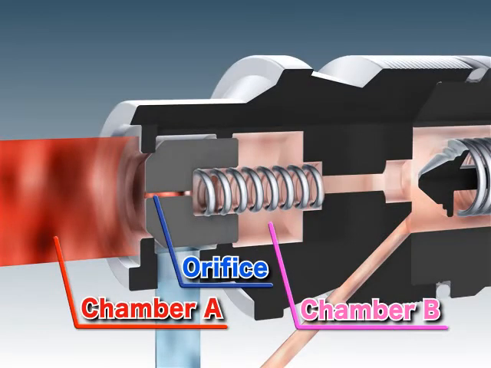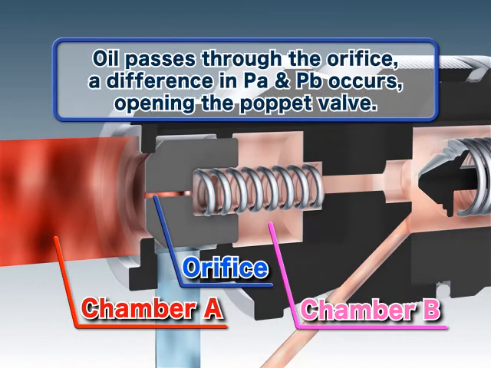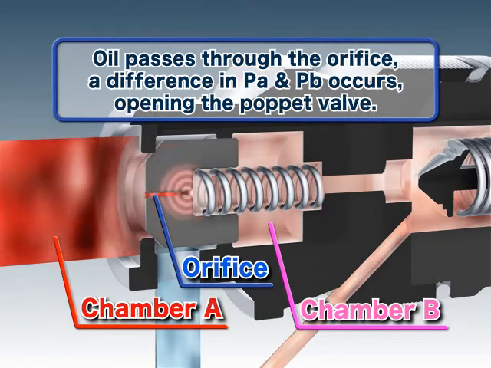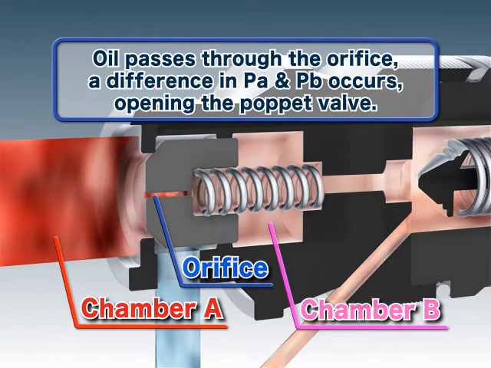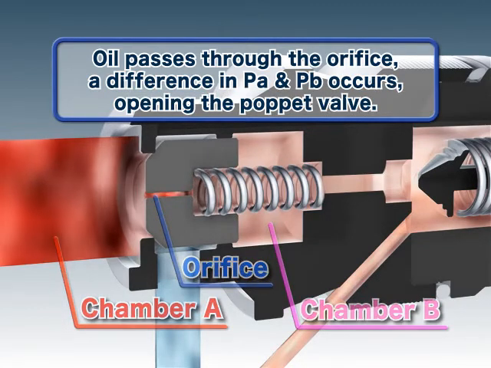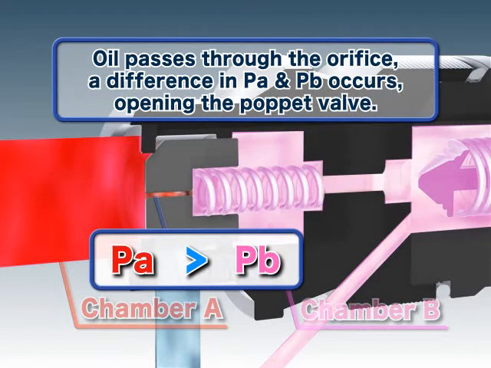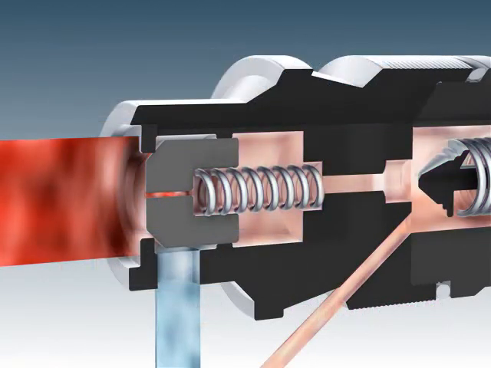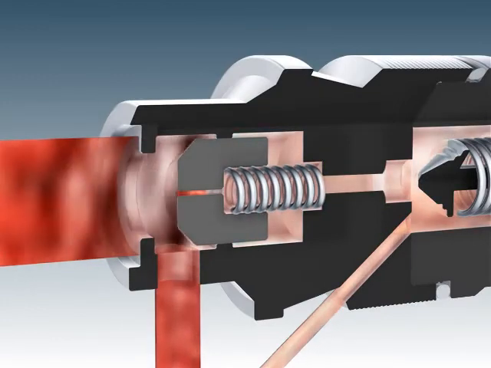As hydraulic oil passes through the small orifice, the oil's pressure drops. This causes the pressure in chamber B to decrease. Due to the difference in PA and PB, the poppet valve opens and provides relief to the circuit.